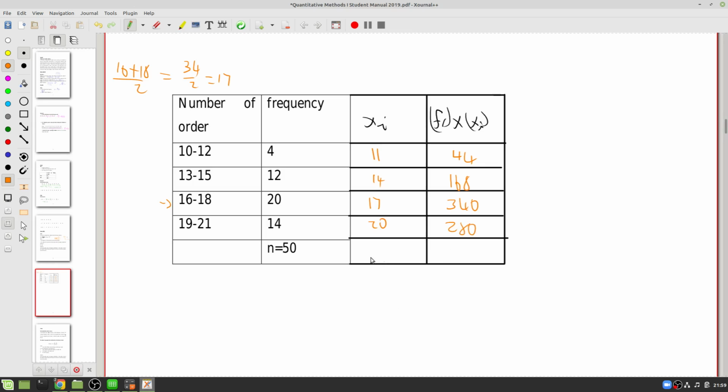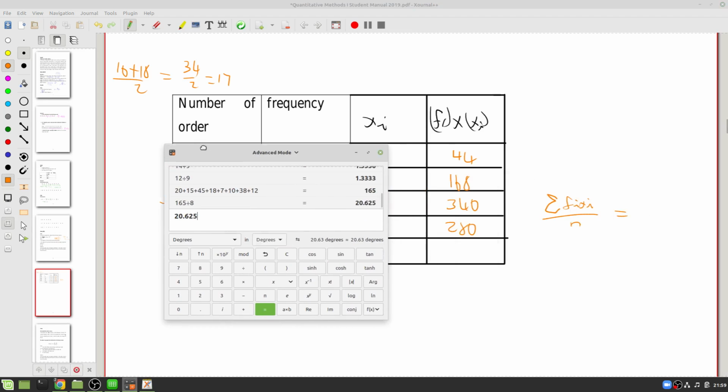Great, so that's the hard work for this question, and you see it's not even that hard. Now all we do is add all of this. That's where the sum formula comes from, right? The sum of our fi times xi, so that is this value here. And the sum of our n, or n equals 50, they just give it to us. That's that value. Okay, add all these together.